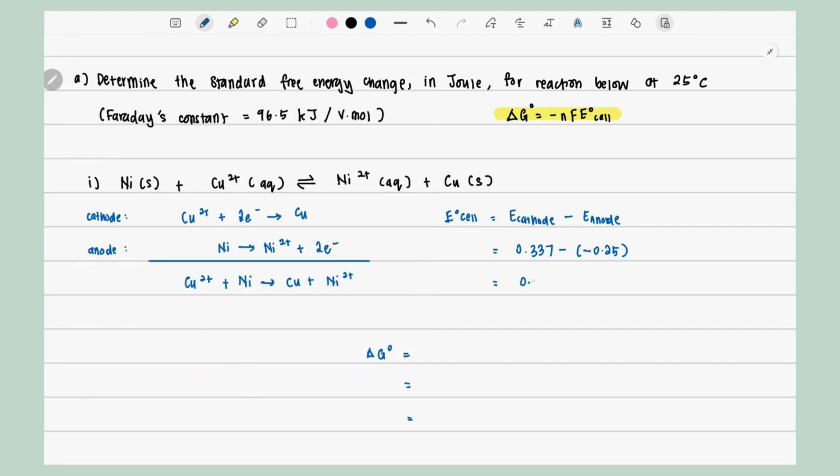Next, we have to calculate the standard free energy by putting the values into the formula. n is the total electrons, which is 2, and don't forget to put a negative in front of it. Then the Faraday constant is 96.5, and the E naught cell is 0.587. When we calculate, we will get negative 113.291 kilojoule per V mole, and we convert it into joule, which is negative 113.291 joule per V mole.